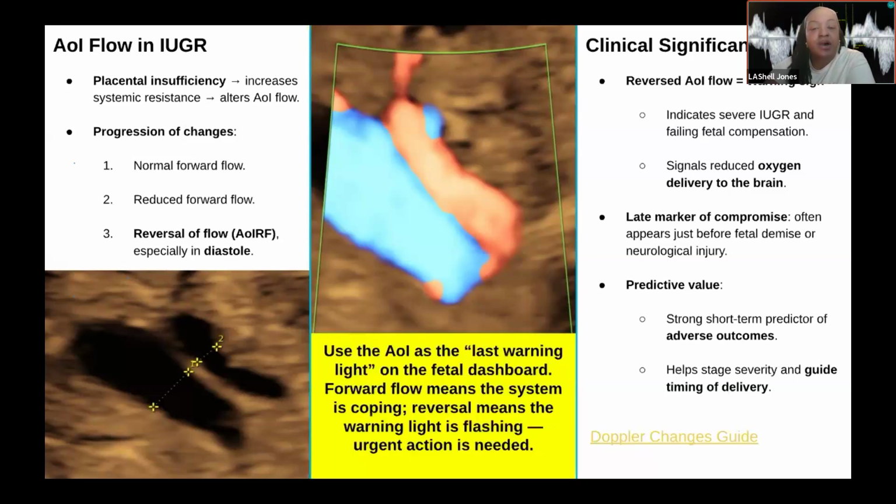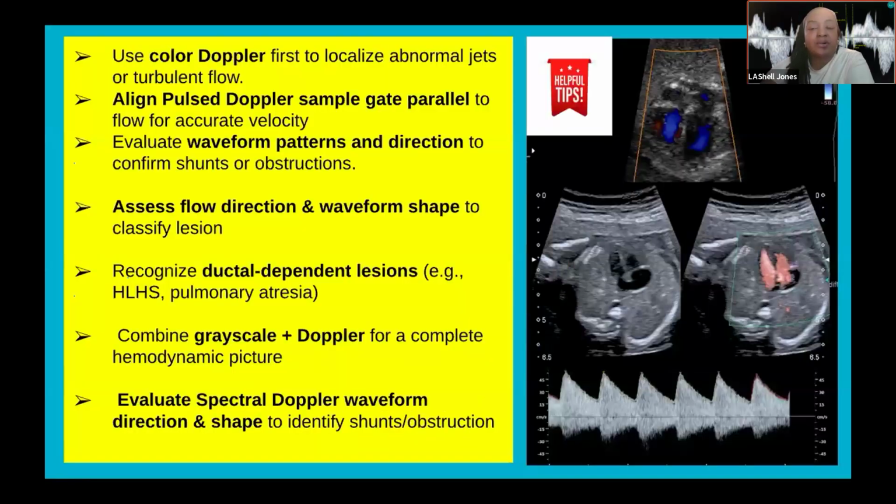Okay. Now, just use this reversal that you'll see in the isthmus as the last warning light. Look at it as your check engine light for the fetus on the fetal dashboard. So forward flow means that the system is coping. Reversal means that the warning light is flashing, and so urgent action needs to take place. Okay. All right, so I'm ending here with some points to remember.